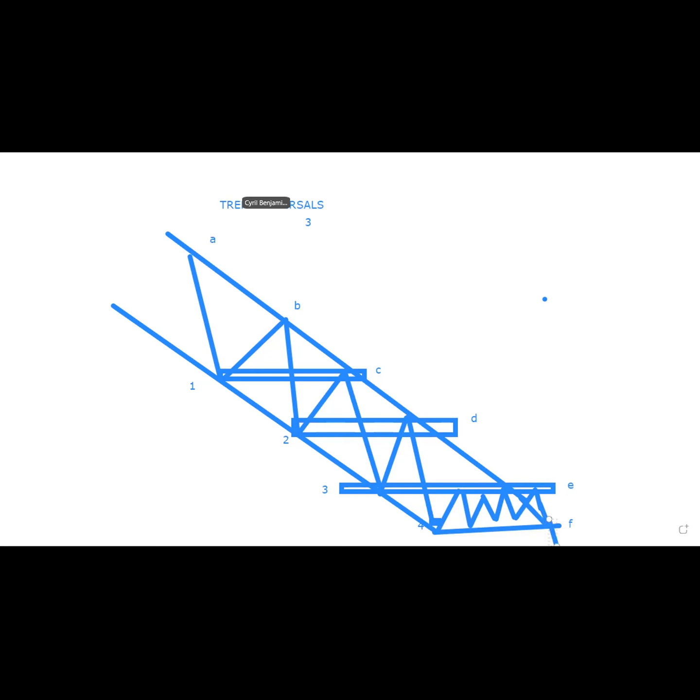Why? Because it broke out of this range. Remember, your range can break either to the upside or downside. If it breaks to the downside, what do we do? Wait for a retest and sell, because it's like saying the market wants to sell. So if it closes below this F, the market has closed below the previous low.